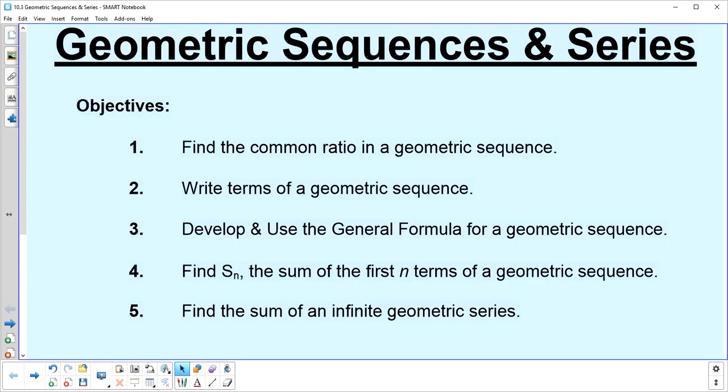Alright gang, so here we are on one of our last flip lessons of the year. This is going to be about geometric sequences and series. You see we have a lot to go over, but it should be a pretty quick video because none of it is all that complicated.